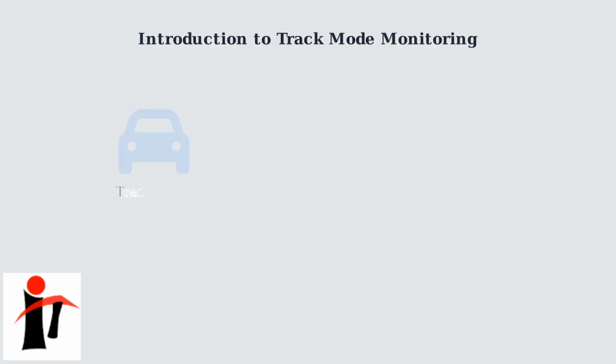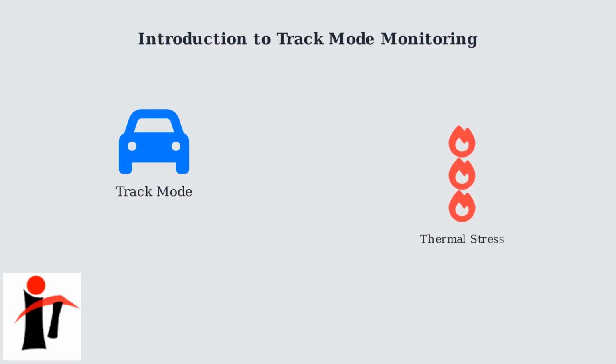Track mode in Tesla Model 3 and Model S optimizes the vehicle for high-performance driving on a track. However, this intensive use increases stress on components, especially thermal stress. Monitoring your Tesla's health in track mode is critical to prevent damage and ensure longevity. This video will guide you through monitoring live data and temperatures to keep your car performing optimally.